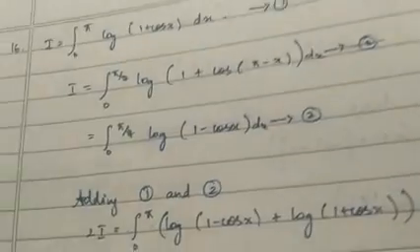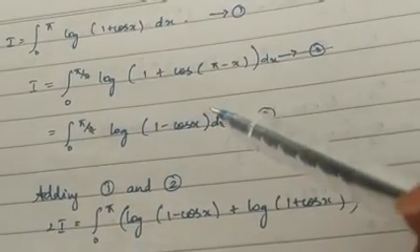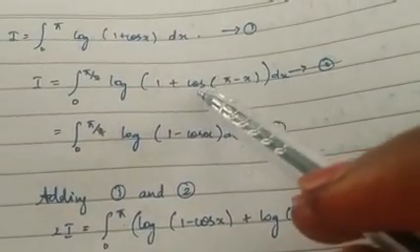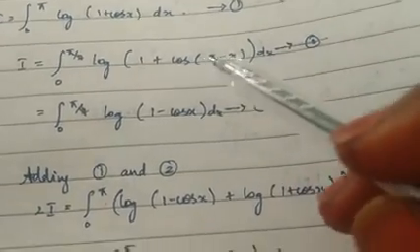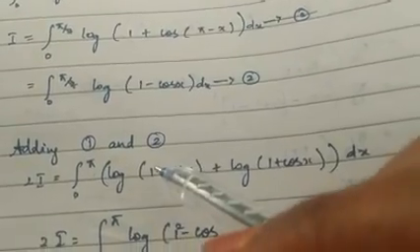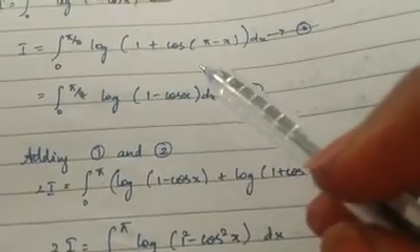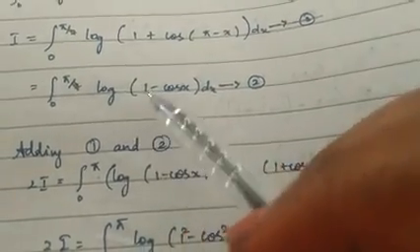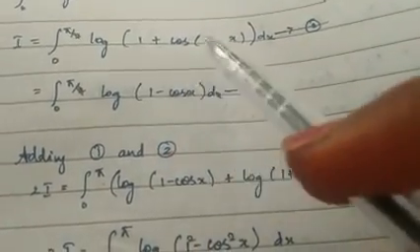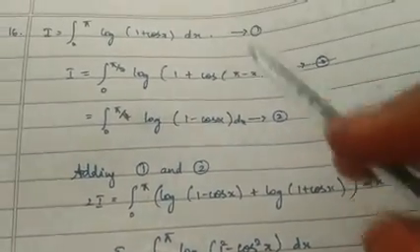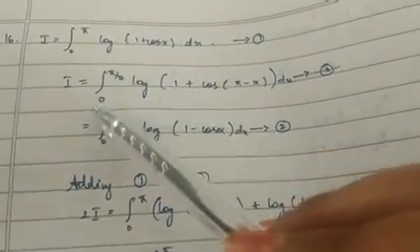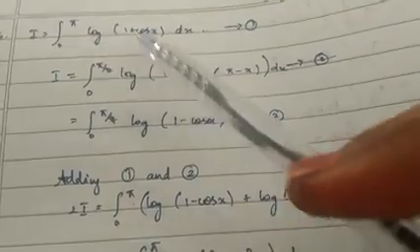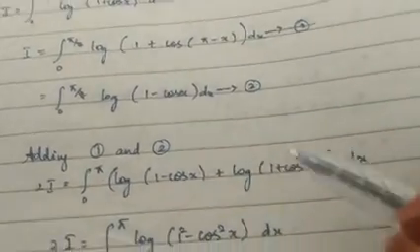Cos of pi minus x lies in the second quadrant. If it is pi, the trigonometric ratio won't change. If it is pi by 2, cos will change to sin, sin will change to cos, tan will change to cot, cot will change to tan, and vice versa. Therefore, you will be getting log of 1 minus cos x dx. So add those two integrals. Therefore 2I will be equal to integral 0 to pi of log of 1 plus cos x plus log of 1 minus cos x.